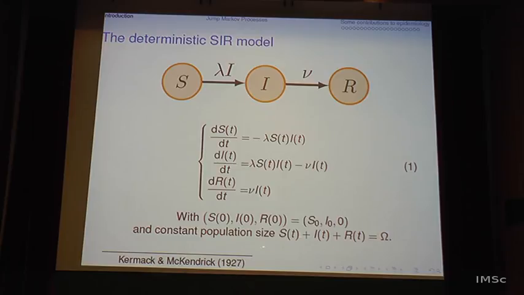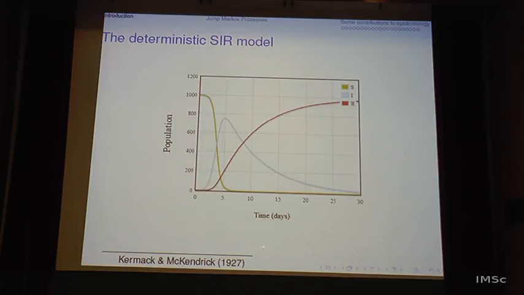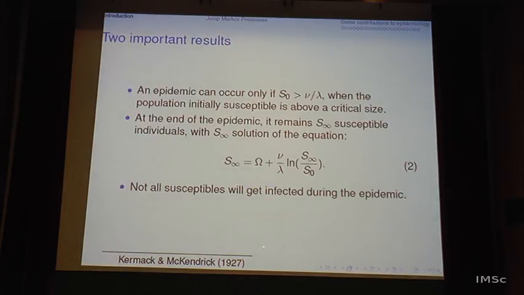We consider a fixed population size here. I'm going to call it omega in the rest of my talk for the population size. And this gives you this kind of dynamic, with here the number of people infected over time that creates this epidemic. The two important results of these very simple models, and they were quite remarkable at the time, is that an epidemic will occur only if the initial number of susceptible individuals is greater than a given threshold, and you recognize something that is equal to 1 over R0 times the population size.